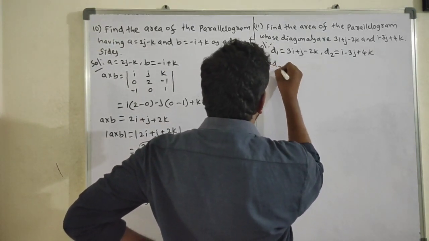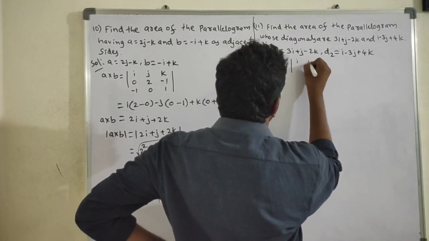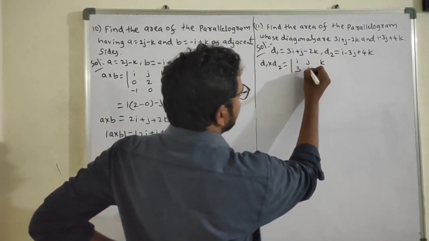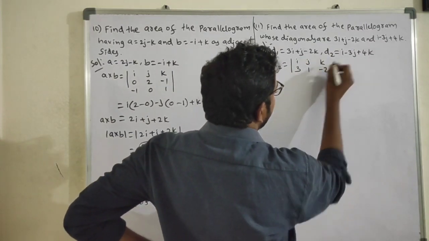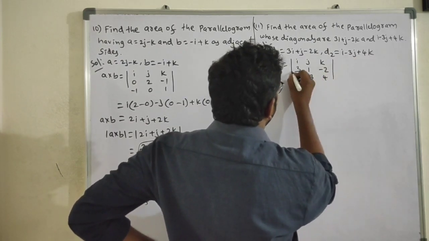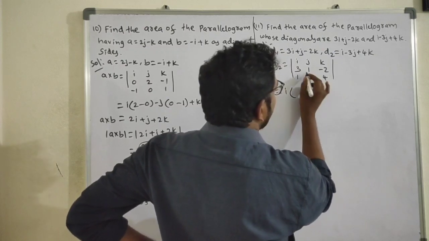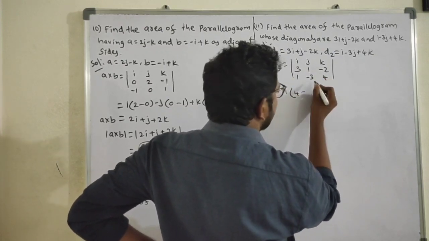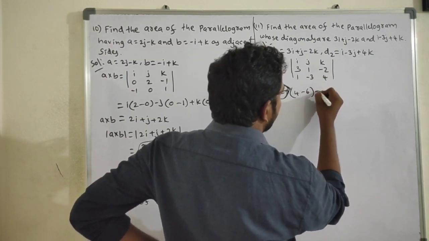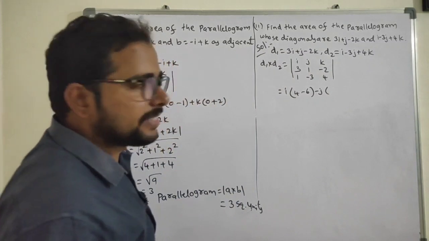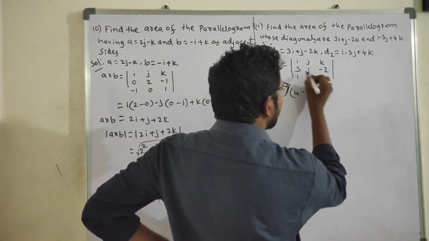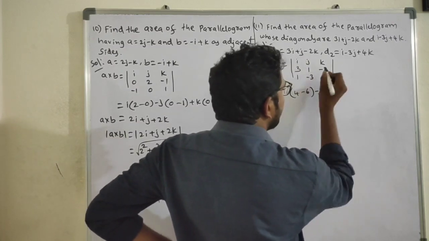d1 cross d2 is equal to the determinant of i j k, with i coefficient 3, j coefficient 1, k coefficient minus 2, and here 1, minus 3, 4. So expand the determinant. i into 1 into 4, 4, minus 3 into minus 2, plus 6. So plus into minus minus becomes plus. Minus j into... j lies in the first row and second column. Delete the first row and second column. Remaining 3 minus 2, 1 4. So 3 4s are 12, minus 1 into minus 2, minus 2.